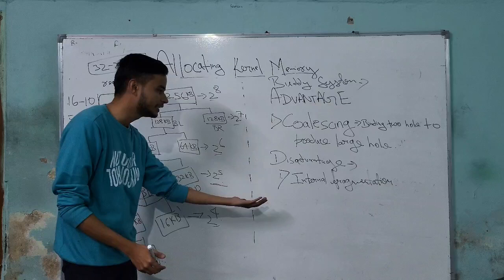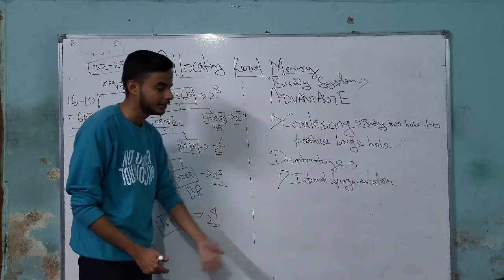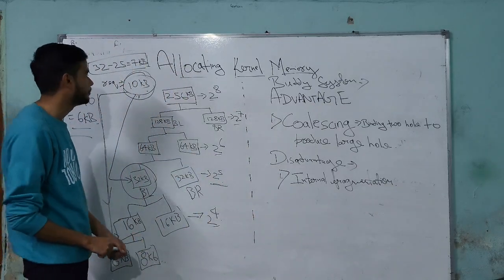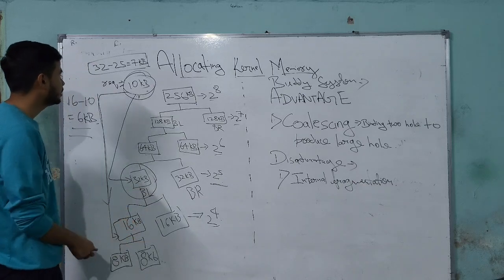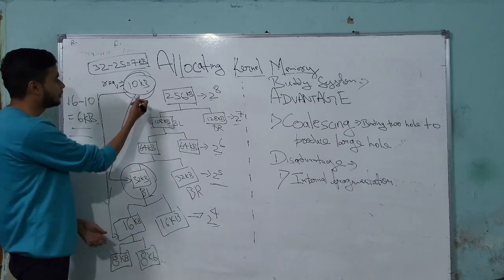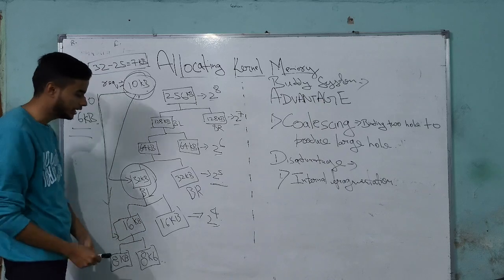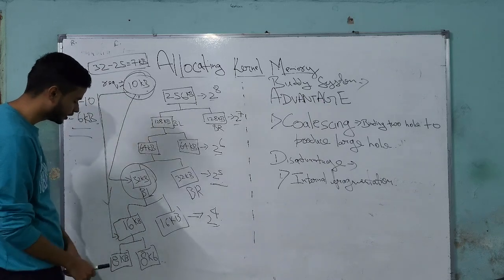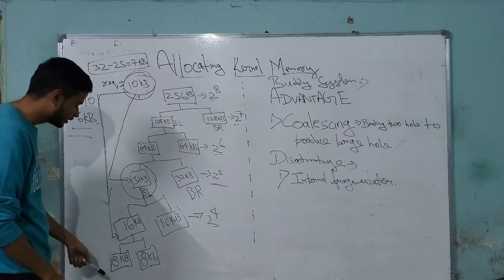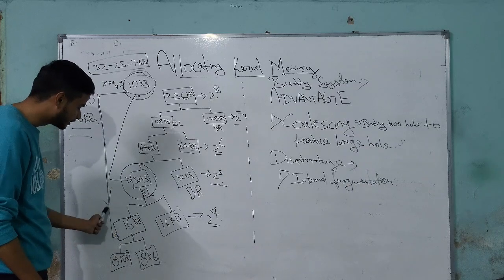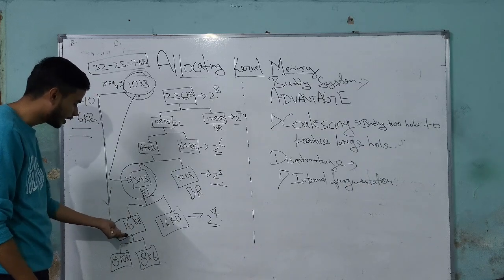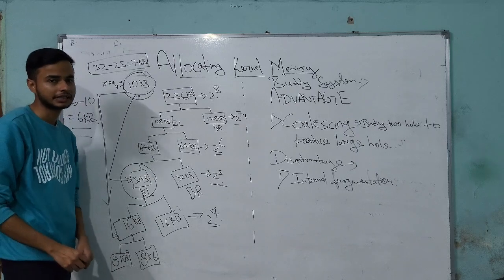However, we have a disadvantage of internal fragmentation. Like in the first example we have seen, for allocating 10 KB of memory, it will search through recursively, and it will find that it can satisfy the requirement with the 16 KB memory block.